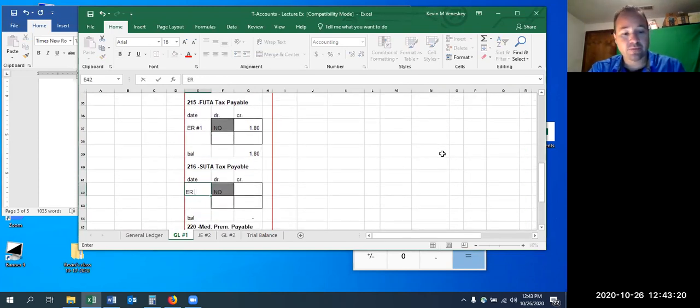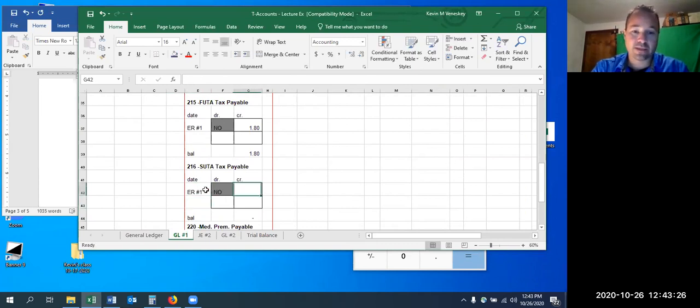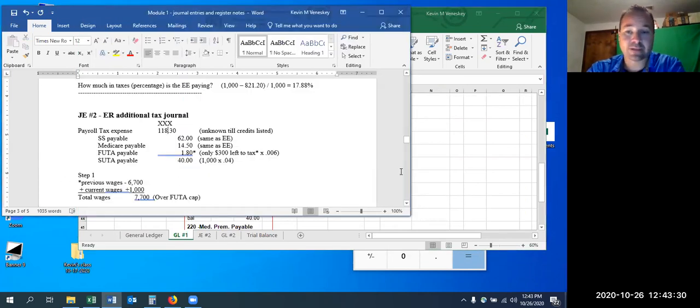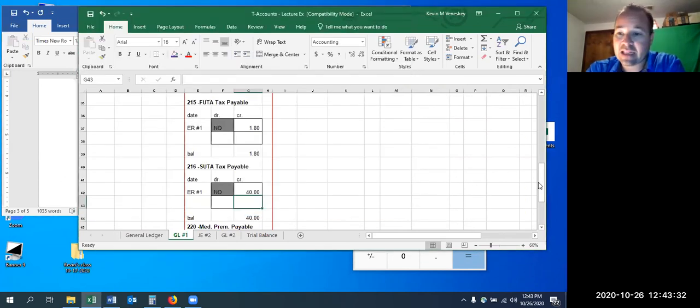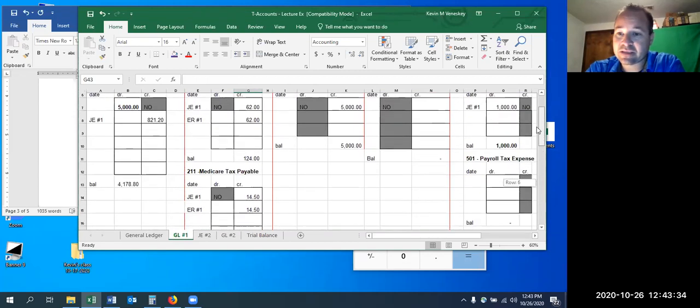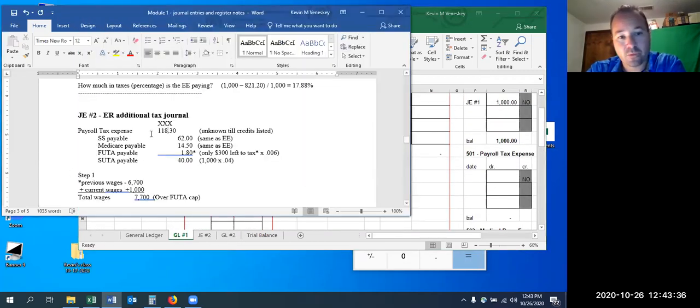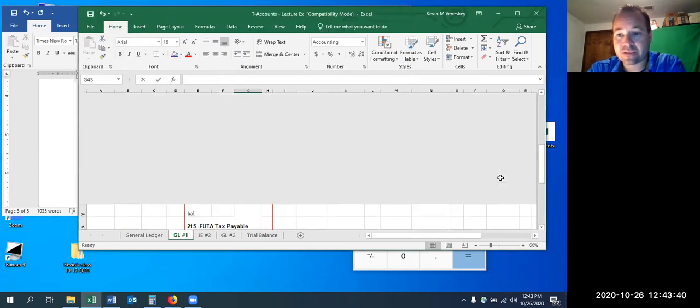The SUTA was $40, I believe. Yeah, $40. And then the last item was over here in the expenses. When we added everything together, it was $118.30.